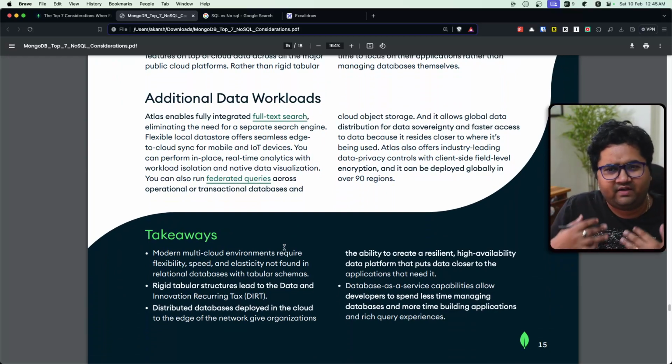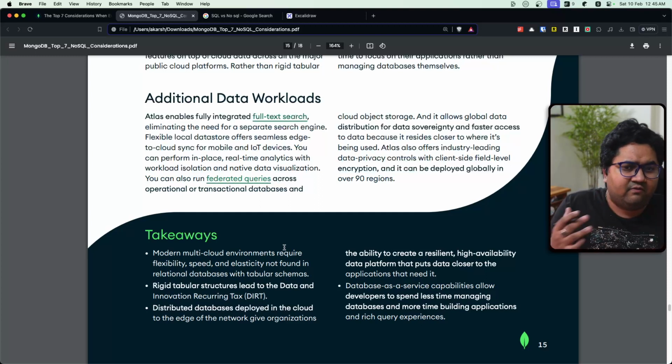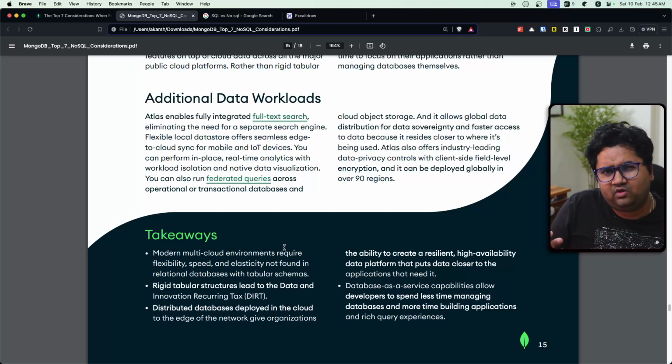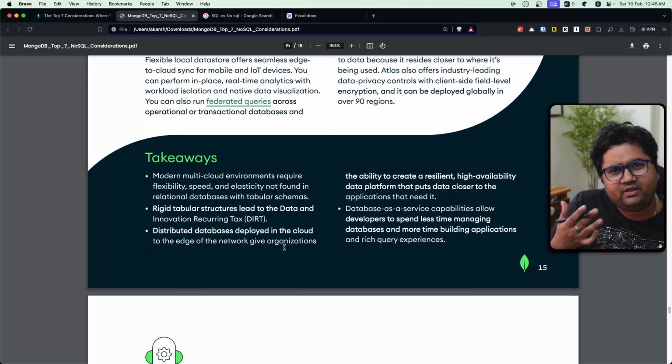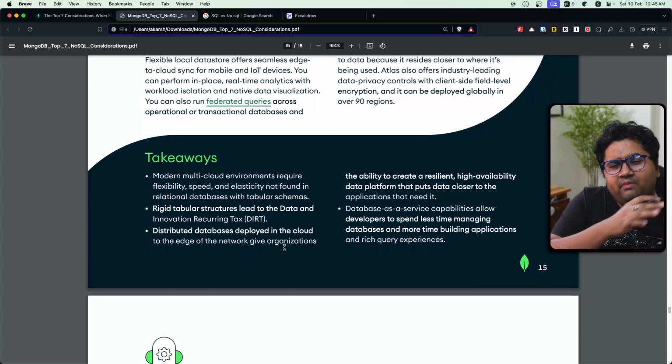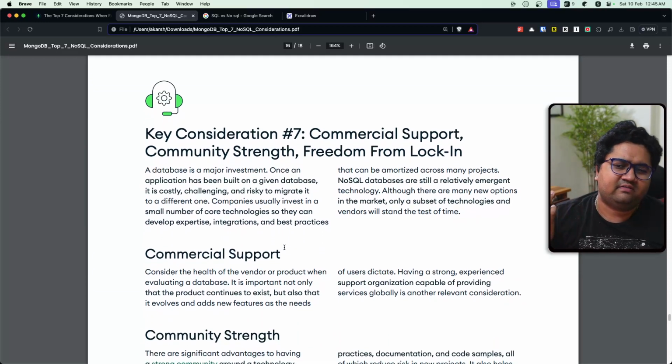Different cloud providers are offering it really quickly. You have SQL databases from Azure, AWS, and all cloud providers will have Postgres. They'll have some version of MongoDB. So really, to me, this is more of a preference that you end up with, or driven largely by other kinds of requirements. Last, commercial support, community strength, vendor lock-in.